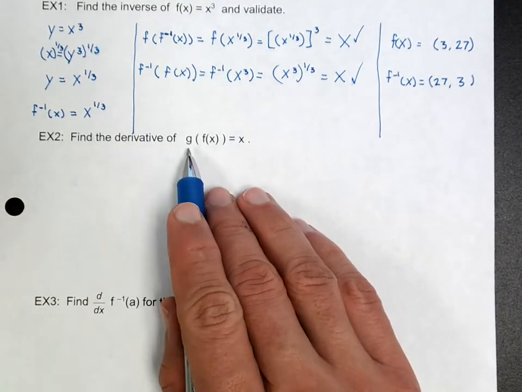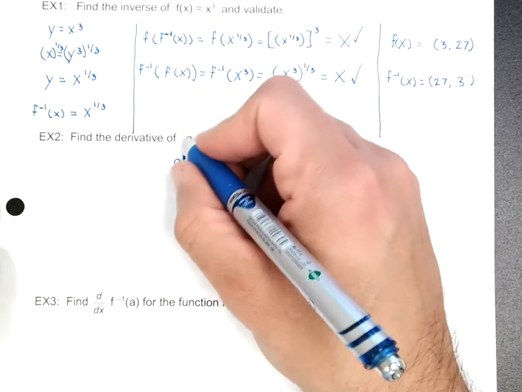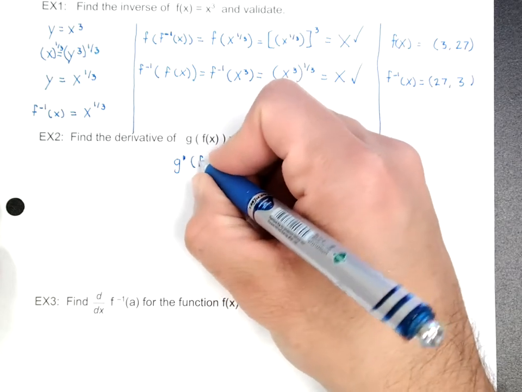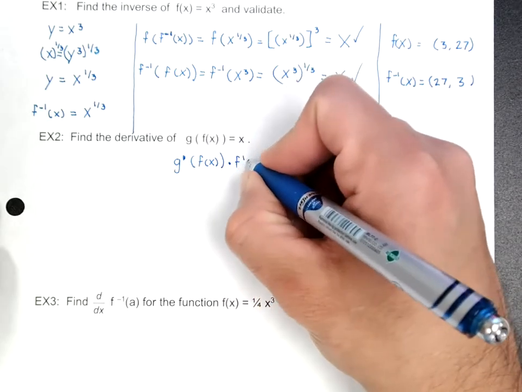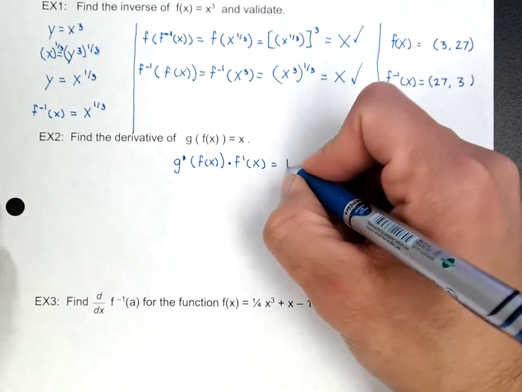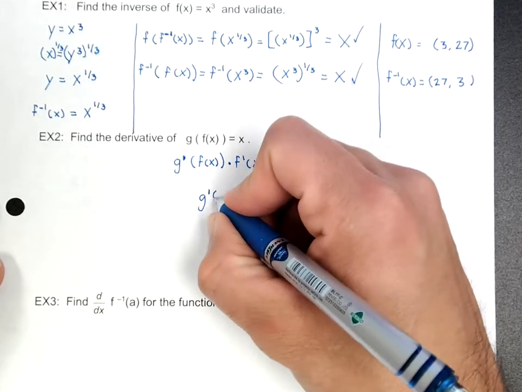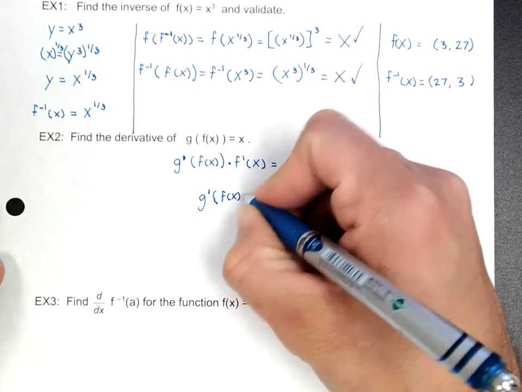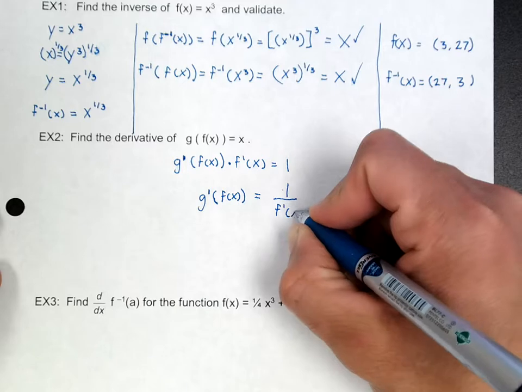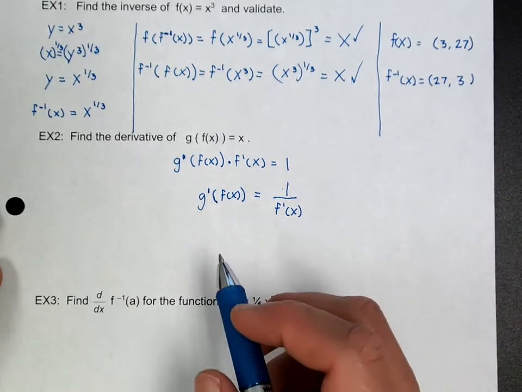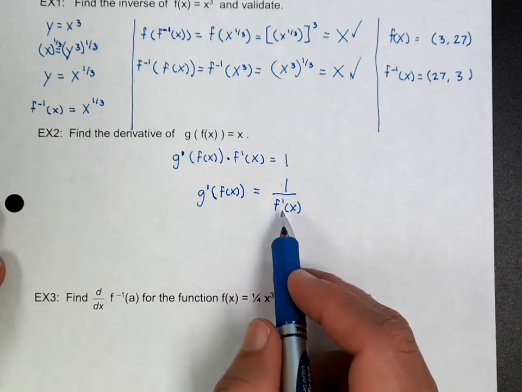If I take the derivative of this, I would have to do a chain rule. The derivative of the outside function is g prime, evaluated at the inner function, which is f of x, times the derivative of the inside, which would be f prime of x. And the derivative of x would be 1. Now, I'm doing a little bit of algebra here that you may not understand why, but it is relevant to what we're going to do next. If I divide both sides by f prime of x, I get the derivative of the inverse at a certain y value is equal to 1 over the derivative of the original function.